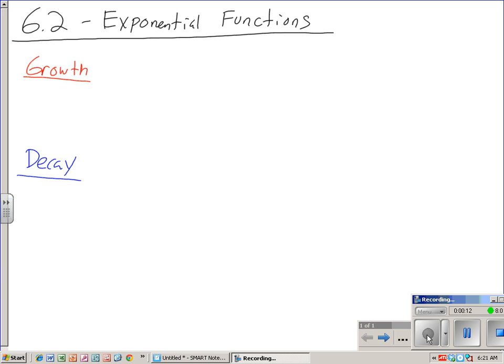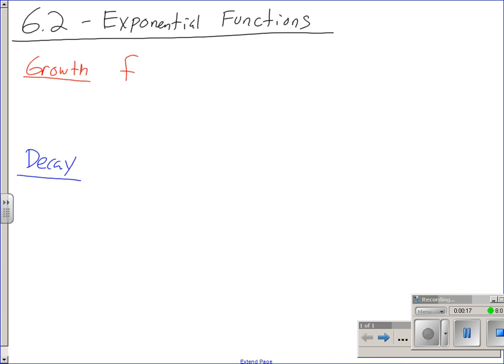So we're talking about exponential functions. So looking at something like f of x equal to. Now, we've got two different types of exponential functions. We've got exponential growth and exponential decay, just like we talked about in the first section.